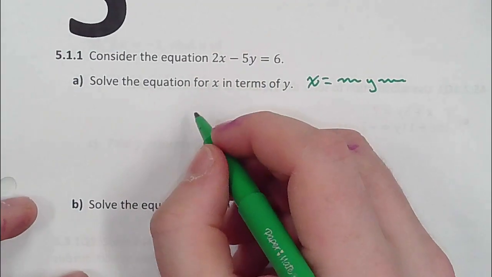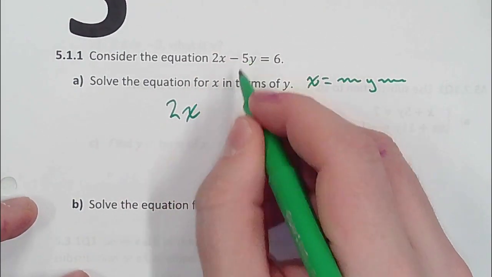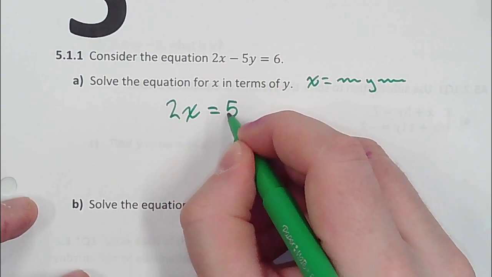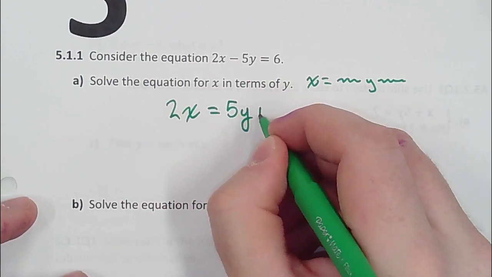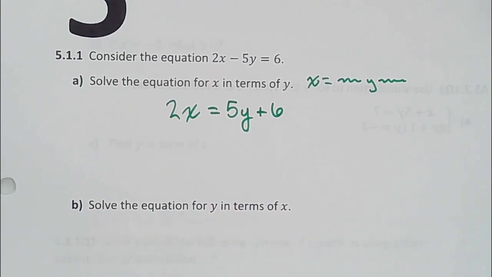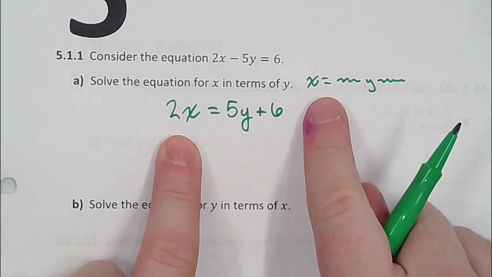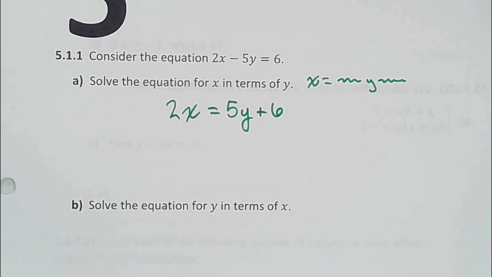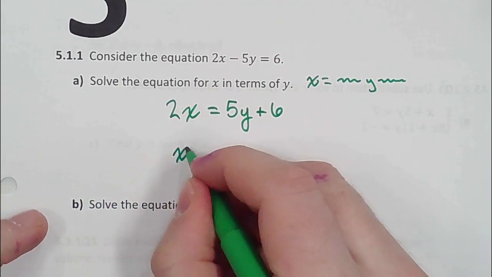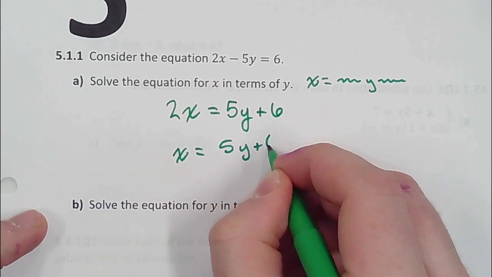Add 5y. So I end up with 2x, that's a 0, equals the positive 5y I just added over, and the 6 that's already there. But x isn't completely on its own yet. I don't want to make this 0, right? I want the x to stay. So how am I going to get rid of the 2? Divide everything by 2. So x is going to equal all this junk divided by 2.